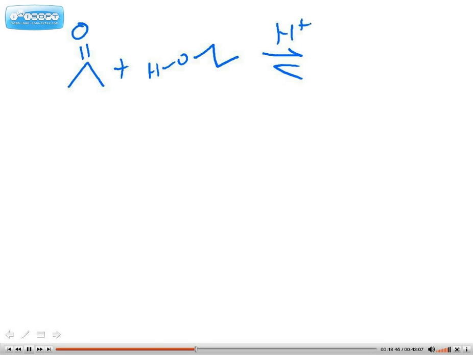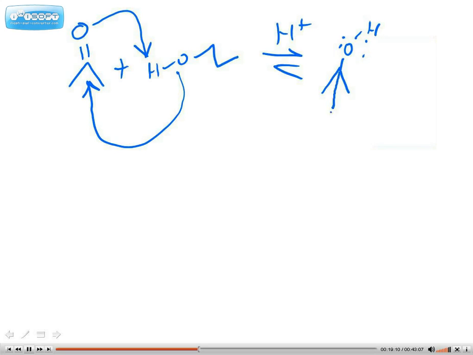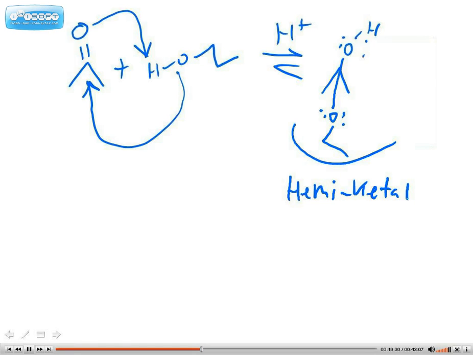This is a reversible reaction. It goes both ways. In this case, the oxygen is going to combine with the hydrogen, and this bond right here is going to form a new bond in the back of the carbon called the backside attack. And now we have this as our final product. This right here, it's classified as a hemiketal.